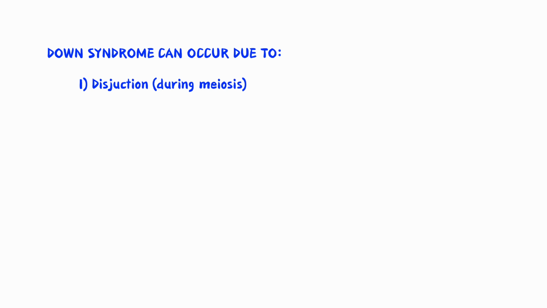And so to recap, Down syndrome can occur due to disjunction during meiosis, which is the most common cause and occurs in about 95% of people with Down syndrome. Translocation, which occurs in about 4% of people with Down syndrome. And then the rarest form is mosaicism, which occurs in about 1% of people with Down syndrome.